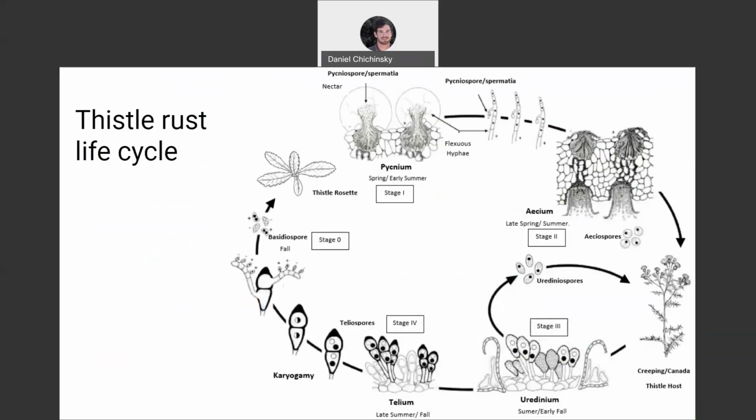So this image shows the pathogen life cycle. We can see that it's a pretty complicated life cycle. Thistle rust has been known about since the 19th century, and it was actually one of the first organisms mentioned in literature for its potential as a biocontrol. However, the complicated nature of this pathogen has really slowed its progress as a biocontrol until recently.